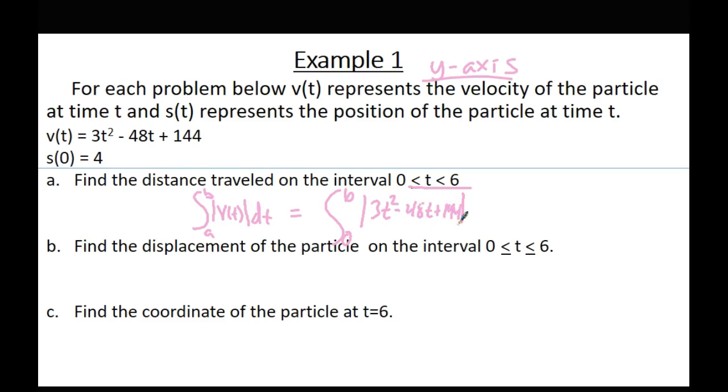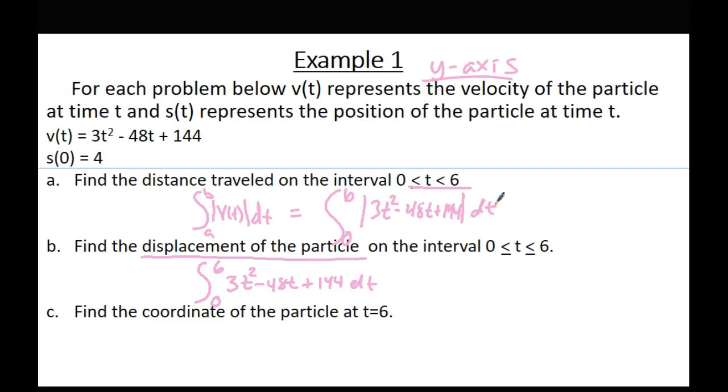Now, before I calculate that, let's write the next one as well. This one's asking for the displacement of the particle. So the difference will be what? There's no absolute value. It's just the integral of 3t squared minus 48t plus 144. There's no absolute values.